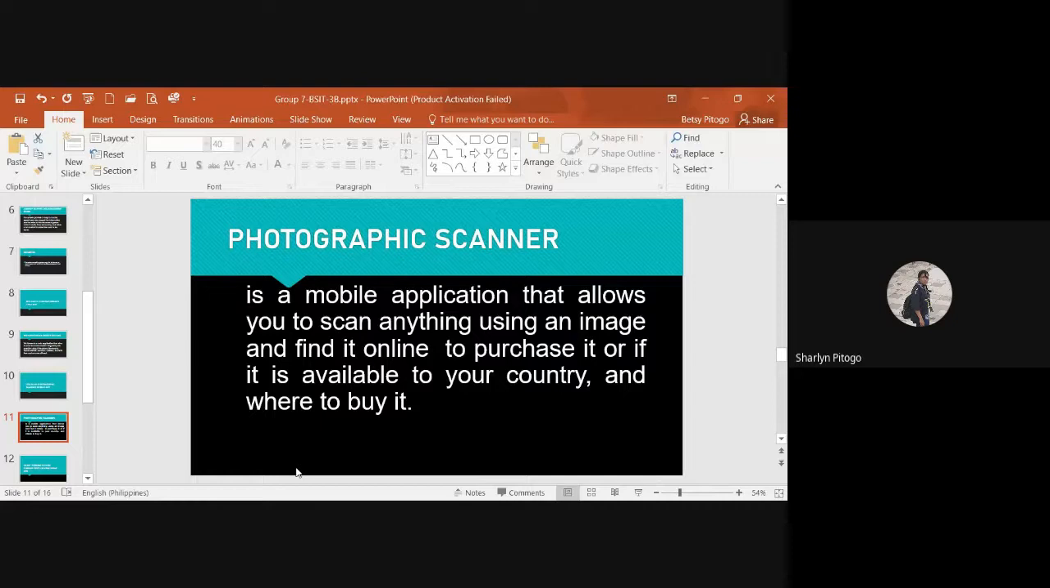The problem is, for example, in this pandemic, we have a problem when we see an item or an appliance that we saw online. For example, when we are watching a video and you want that specific item but you don't know what it is or what the name of the product is. That's why this application will help you find what kind of item it is.